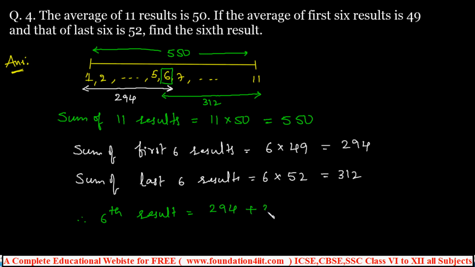294 plus 312. In this sum, all of 1 to 11 is added, but 6 is repeated one more time. So that extra repeated part, if you want to subtract it from this total 550, you can remove. That's it. 294 plus 312 minus 550. That will get 56 as the answer. By adding both and subtracting 550, 56 is the answer. So the sixth result is 56.